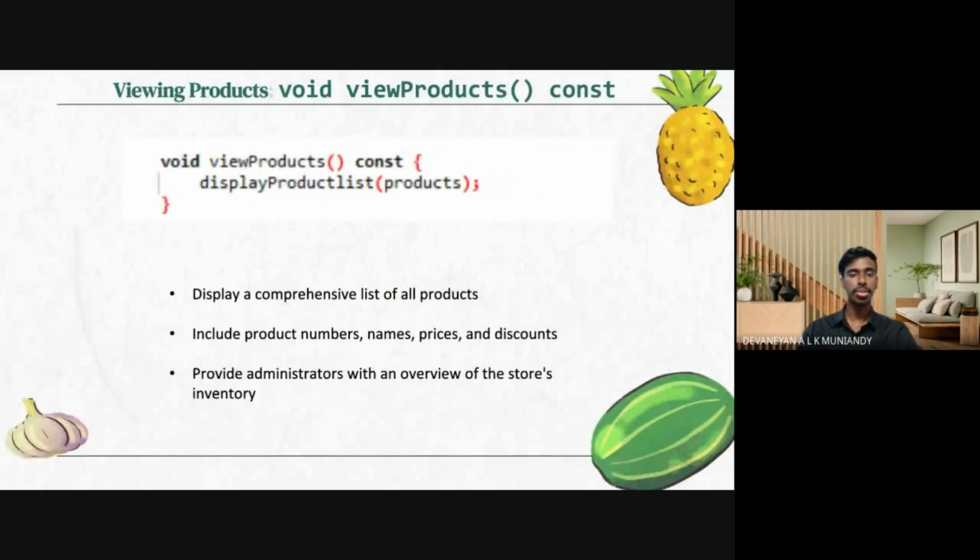Next is viewing products. Administrators can view a list of all products currently available in the store. This function displays a comprehensive list including product numbers, names, prices, and applicable discounts. It provides administrators with an overview of the store's inventory for better management.